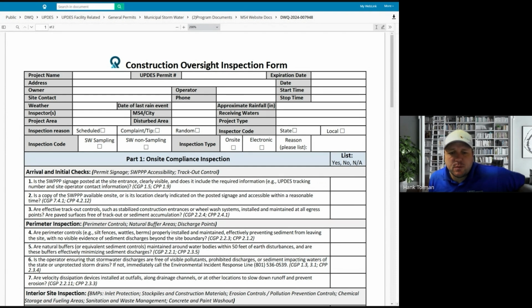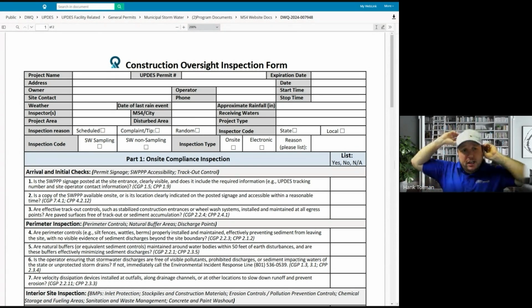Next, in that same one, are paved surfaces free from track out or sediment accumulation? Now we have two questions for this inside of our inspection forms. We say, are the paved surfaces outside of the site, off-site, clean? And then also on-site. For the MS4s, they don't have two of them. They just have the one. It just says, are paved surfaces free from track out or sediment accumulation.